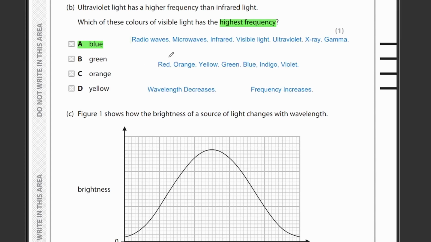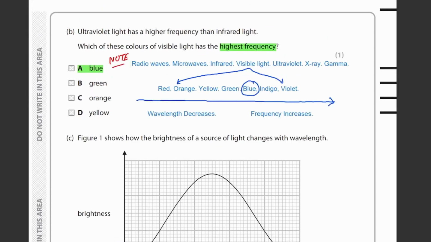Here I have listed out all the EM waves: radio waves, microwaves, infrared, visible light, ultraviolet, X-ray and gamma. Under visible light, these are the different colors of light, starting with red on this side and ending with violet. So we've got red, orange, yellow, green, blue, indigo and violet. As we move from one side of this list to the other, from radio waves to gamma, the wavelength is decreasing and the frequency is increasing. So blue has a higher frequency compared to the green, orange or yellow. Hence the answer was blue. Let's move on to the next part.